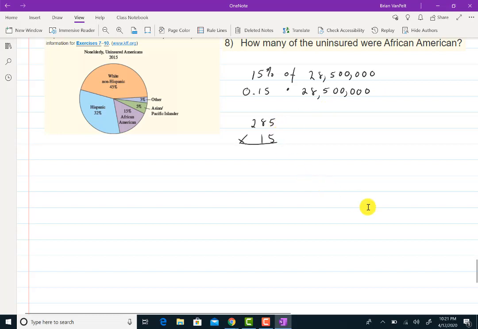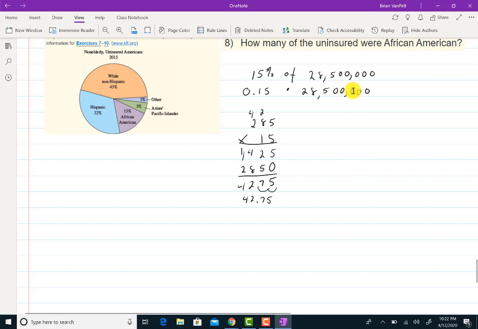Let me go ahead and do the multiplication. 5 times 5 is 25, carry the 2. 5 times 8 is 40, plus 2 is 42, carry the 4. 5 times 2 is 10, plus 4 more is 14. Bring down the 0, and then 1 makes this an easy thing. 285. 2 plus 5 is 7. 4 plus 8 is 12. Carry the 1. 4. Now, as I said, here's what we're going to do. If I move the decimal 2 to the left, 1, 2, I've got 42.75.